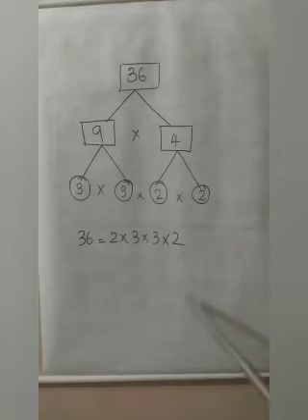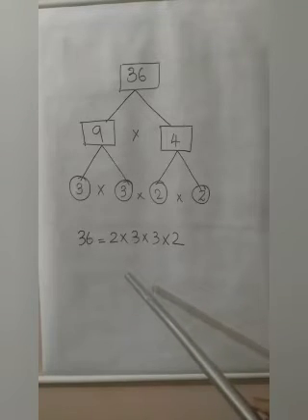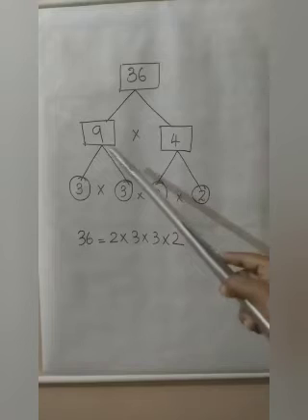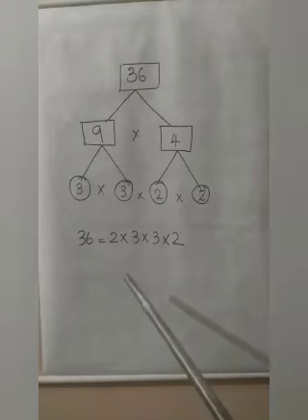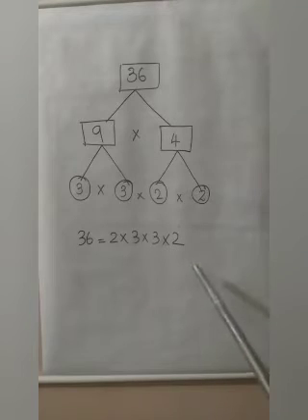Here also, I took the factors which are 18 and 2. Here I took 9 and 4. What can you understand from this? Whichever factors you take, the final prime factorization will be the same for the same number. 36 will have the prime factorization 2 into 3 into 3 into 2. This will be the prime factorization of 36. No other number you will get.